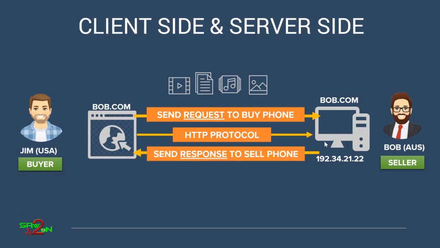Then Bob's computer accepts that request and sends a response saying that he has a phone available and you can buy it for this price. Then the transaction between Jim and Bob happens. Jim can agree to whatever images he's been shown, and then he can agree to pay the price via the payment method that Bob is offering. Once he pays, Bob will transfer that phone to Jim. So that's basically this transaction.